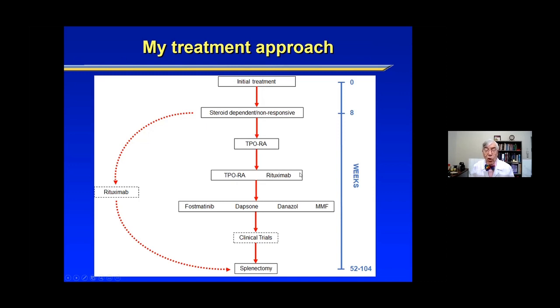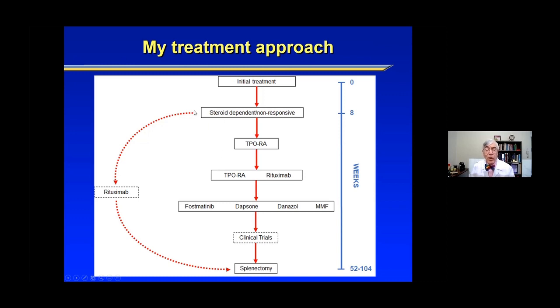If these agents don't work, then we've got a whole list of other molecules here: fostamatinib, dapsone, danazol, or mycophenolate. And we have an abundant number of clinical trials for patients who are down in the tip of the iceberg here, in patients who don't respond to much of anything.